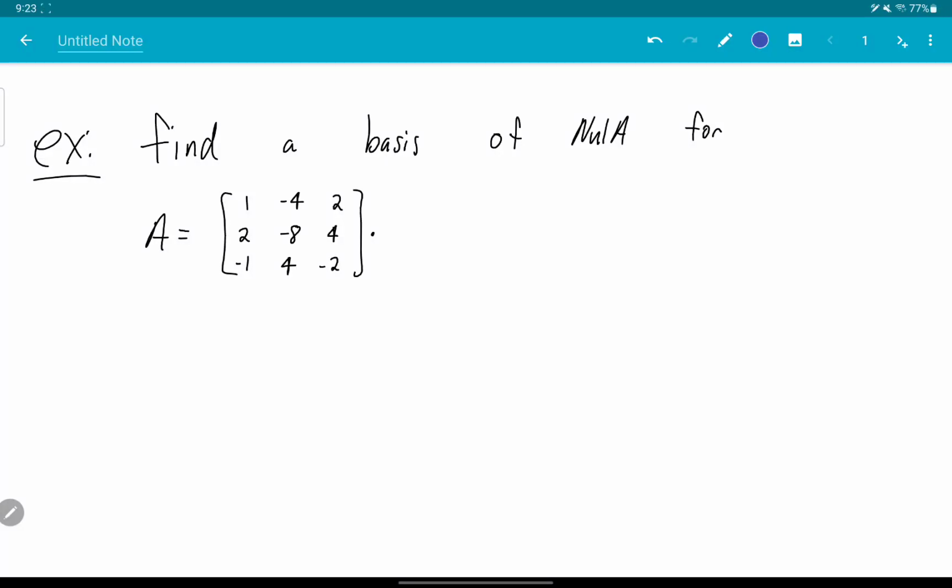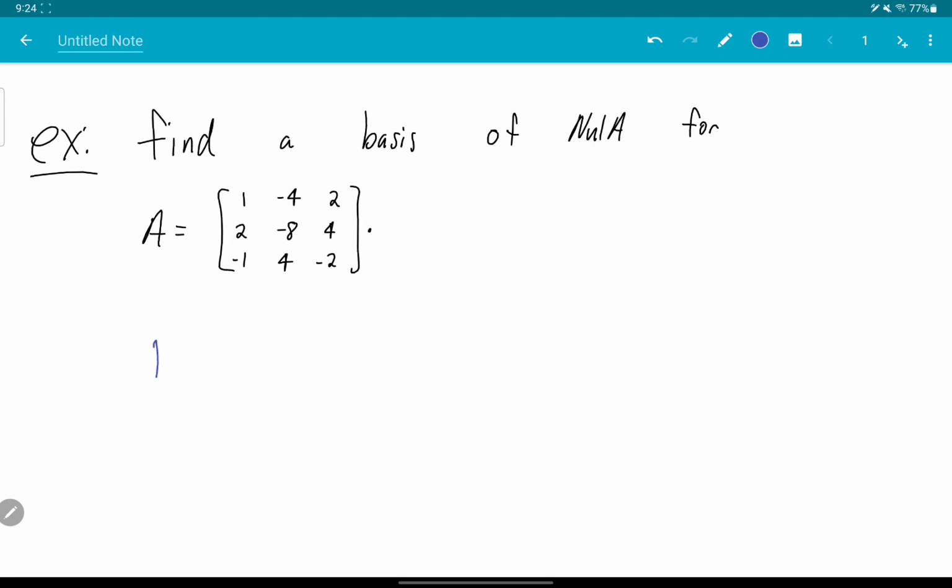Okay, we can also find a basis for the null space of a matrix. Let's recall what the null space is. Recall, null A is equal to the solution set of the homogeneous system AX equals 0.